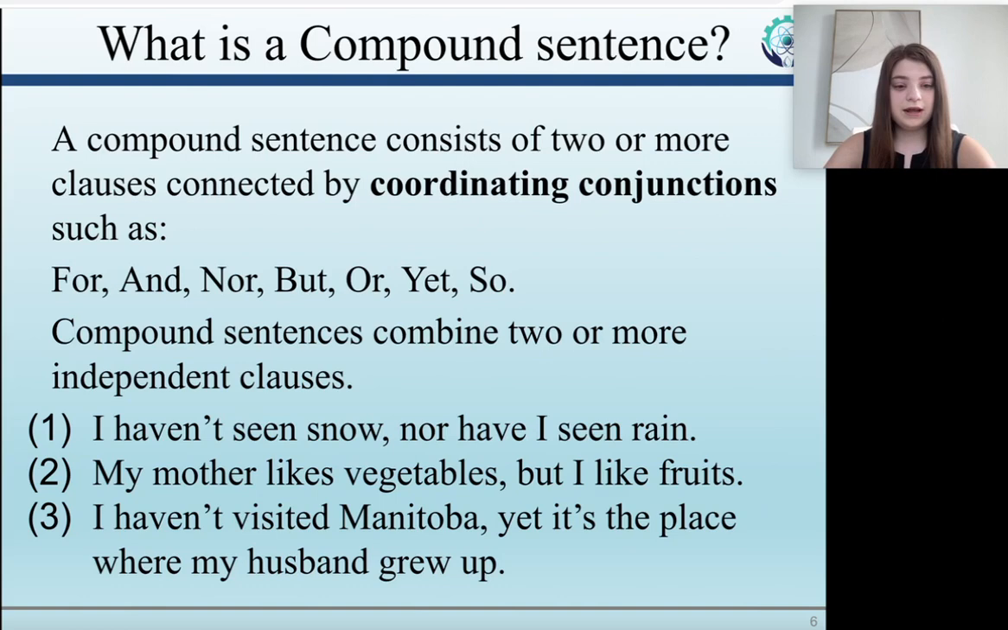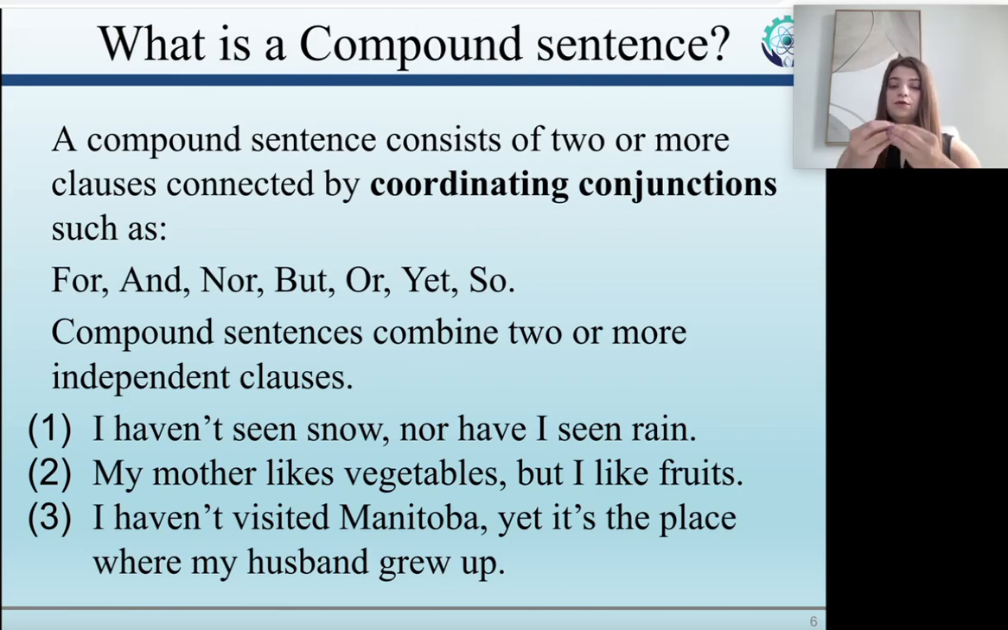Or here's another one. My mother likes vegetables, but I like fruits, right? So basically, we have our conjunction, our but, and if we remove that but, we would then have just two independent clauses, right? My mother likes vegetables, I like fruits. Two simple sentences compounded.